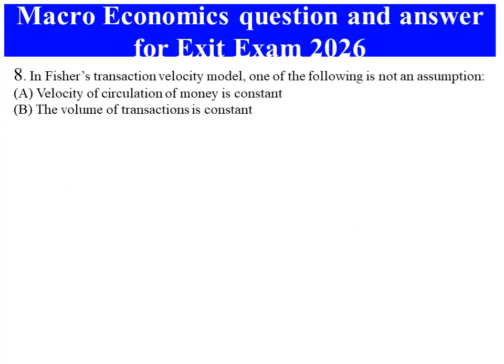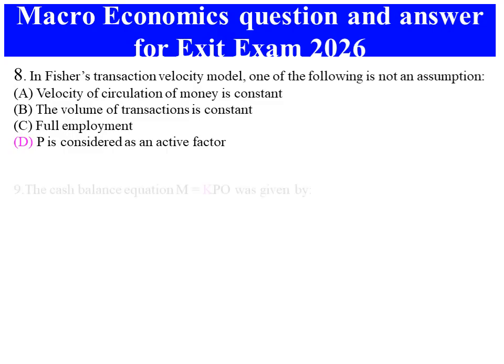Number 8, in Fisher's transaction velocity model, one of the following is not an assumption. A. Velocity of circulation of money is constant. B. The volume of transactions is constant. C. Full employment. D. P is considered as an active factor. The answer is D. P is not considered an active factor, rather it is a passive factor. Because of this, the statement that P is an active factor is wrong.